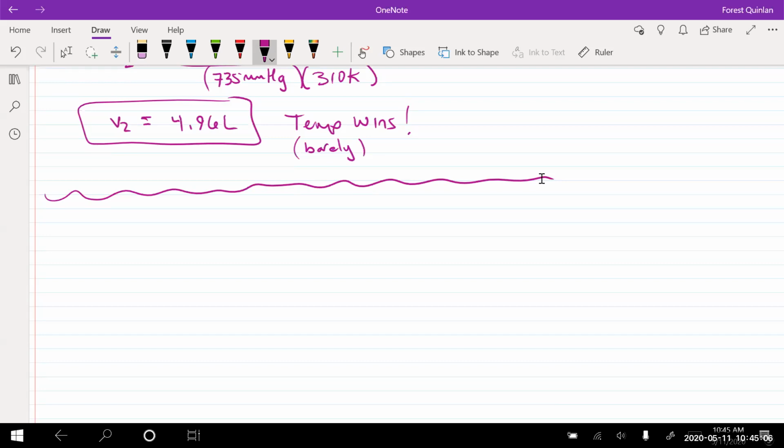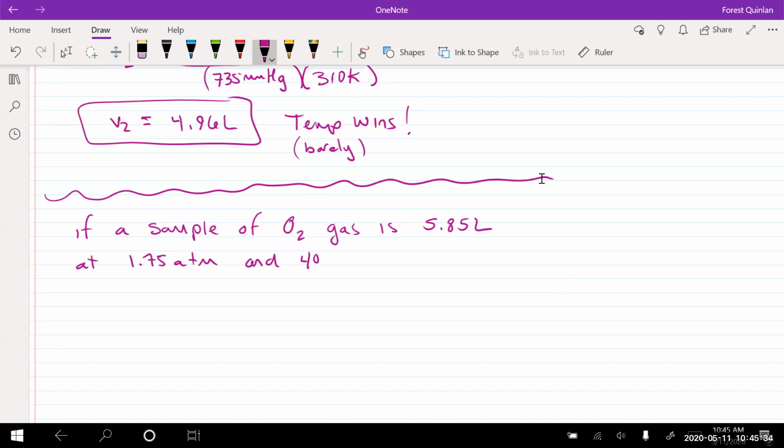All right, here we go. If a sample of oxygen gas is 5.85 liters at 1.75 atmospheres and 40 degrees Celsius, how many grams of oxygen is this?